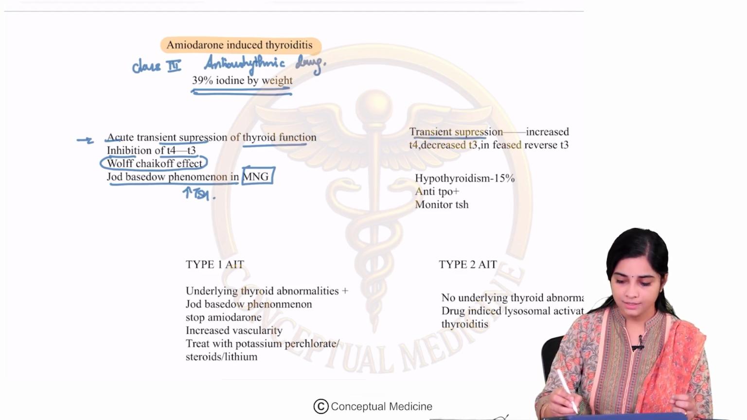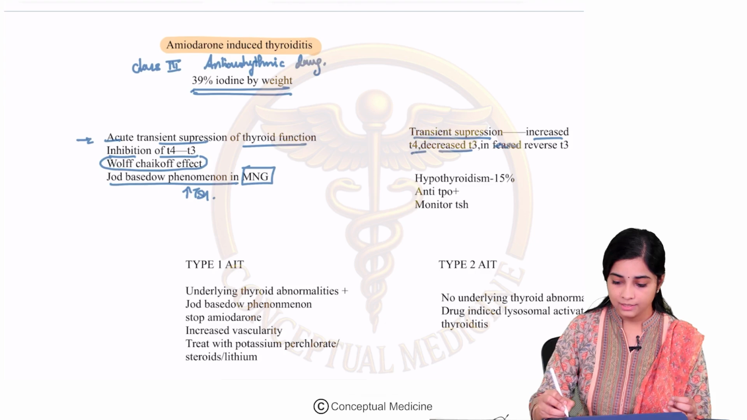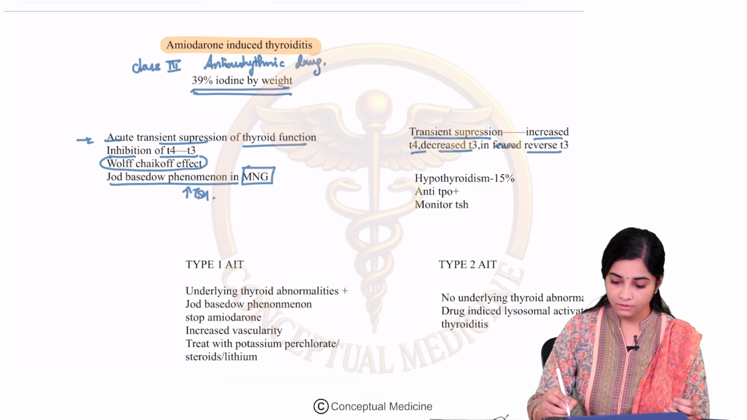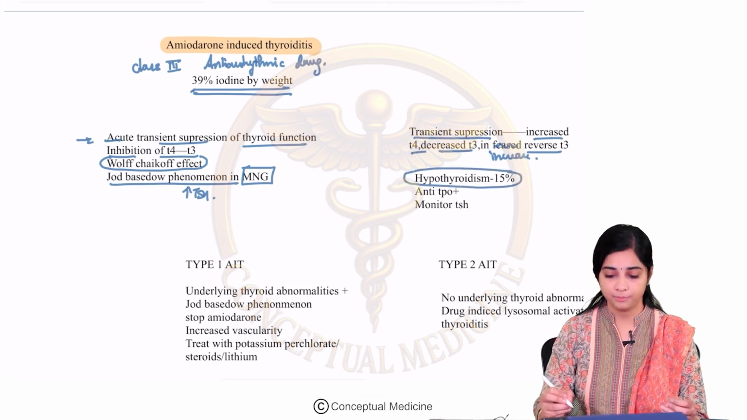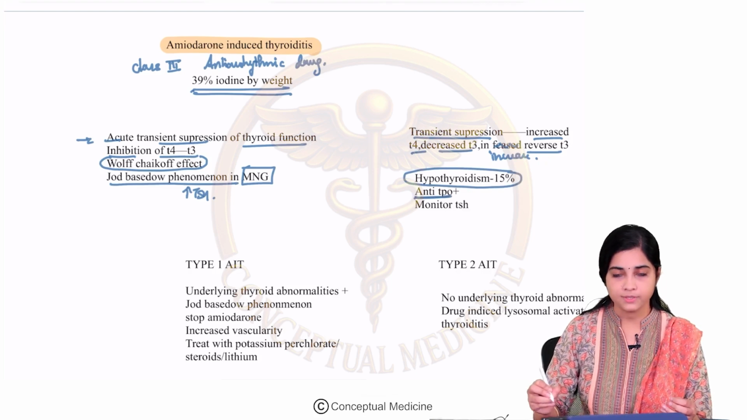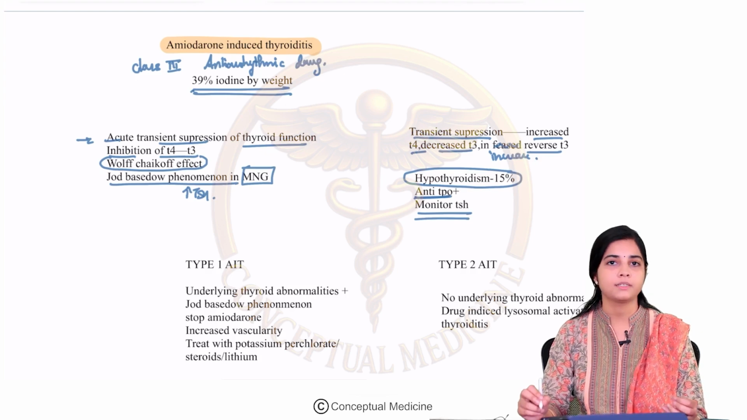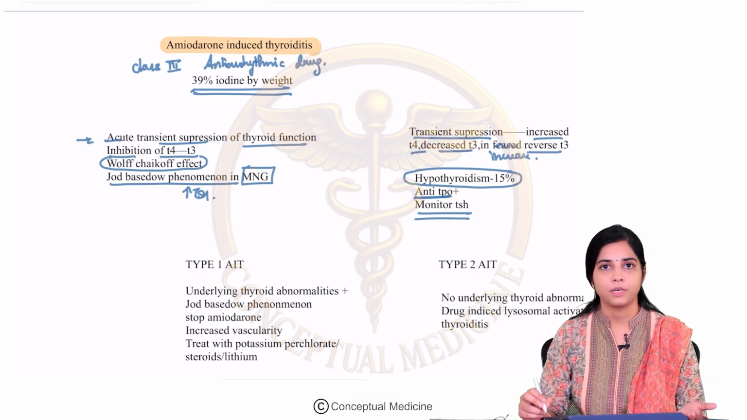When there is a transient suppression, there is increased T4, decreased T3, and an increase in your reverse T3. In 15% of individuals, it causes a chronic form of hypothyroidism which is anti-TPO positive. In these cases, you just have to monitor the TSH, look for symptoms, and treat with levothyroxine if it is very symptomatic.